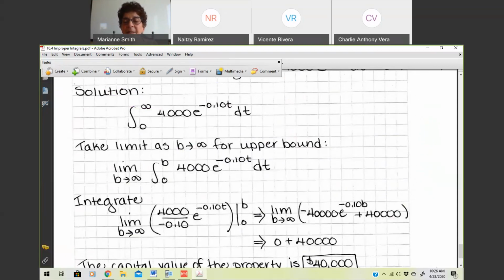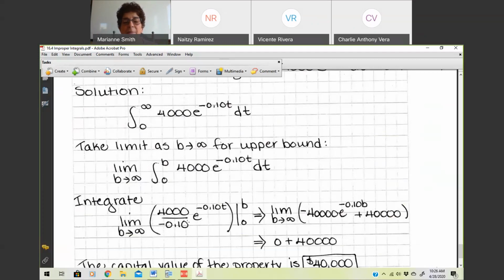So I take the limit as b approaches infinity. Now, if you divide 4,000 by negative 0.10, you're going to get negative 40,000. So this is negative 40,000 e to the minus 0.1b. Again, as b approaches infinity, this value goes to 0, because of the negative exponent. It's as if the e were in the denominator with a big exponent on it. So this first term goes to 0.